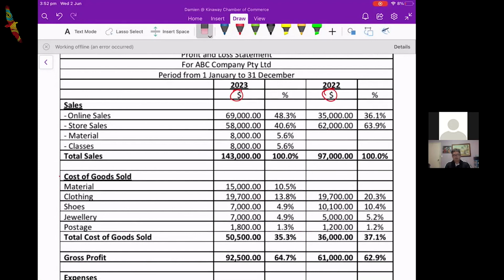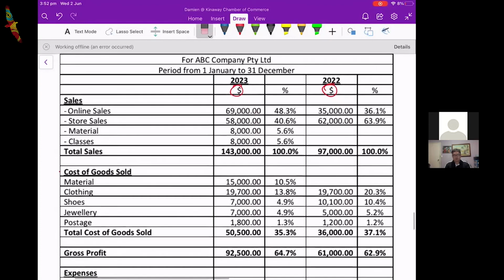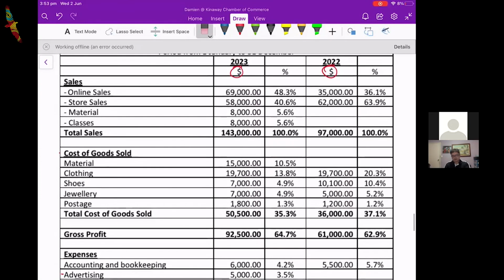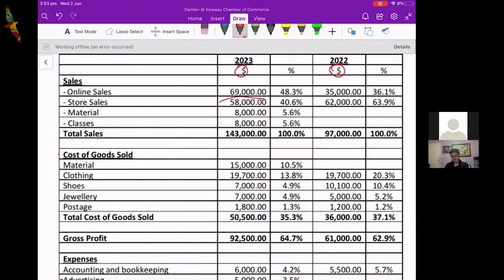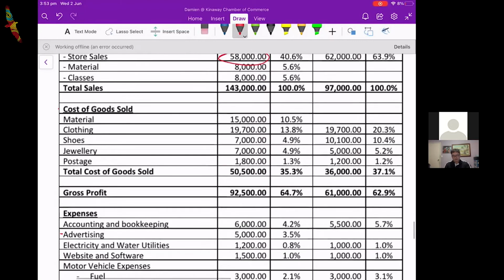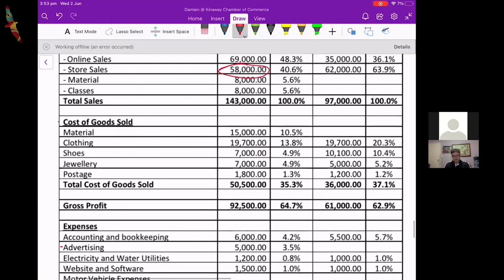Looking at it, I would say, well, what are you going to save if you don't have your store sales? It's going to cost you potentially $58,000 worth of sales. What you save in expenses, you might save a bit more in your costs, they're going to come down. But in saying that, you're potentially discounting your online sales to be able to make those more sales. You might be getting a better profit from your store sales than you do from your online sales. So that would be a reason why you would actually keep the store. You're potentially making a better profit margin from the store.